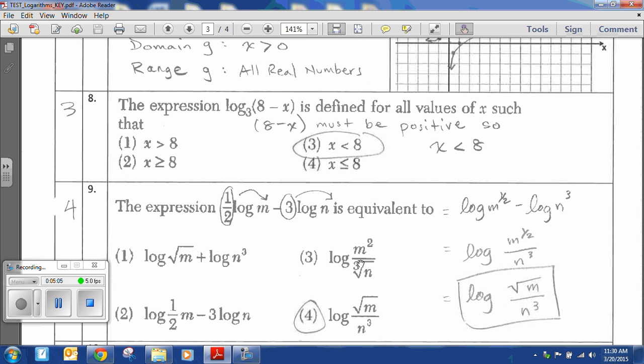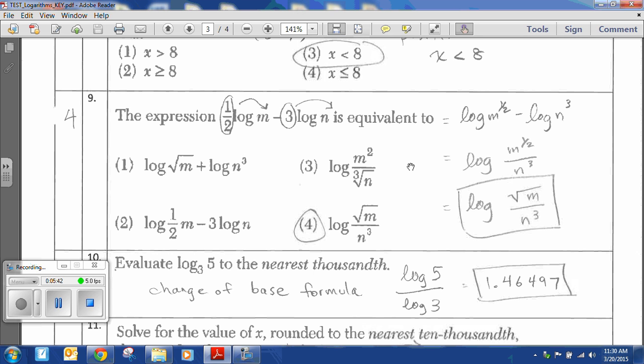Number 8. The expression log base 3 of 8 minus x is defined for all values of x such that, well, remember, 8 minus x must be greater than 0. So once you set that up, you end up with x is less than 8. And if you plug them in, right, 8 won't work because 8 minus 8 is 0. But if you plug in 7, 8 minus 7 is 1, that's fine. 8 minus 6 is 2, that's fine, and so on and so forth. That's why 3 is the answer.